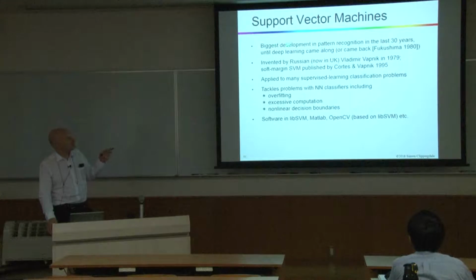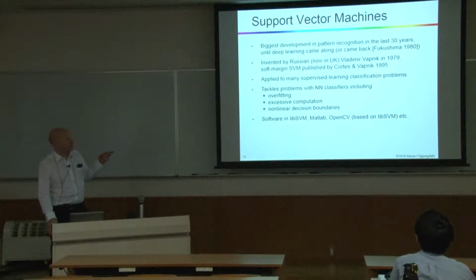These were the biggest development in pattern recognition until deep learning came along a few years ago, or many years ago if you think Fukushima Sensei invented it, which is probably a fair attribution. Support vector machines were invented by a Russian guy, Vladimir Vapnik, who's now in the UK, at least I think he's still in the UK. And the soft margin support vector machine stuff comes from about 1995, so it's 20-ish years old.